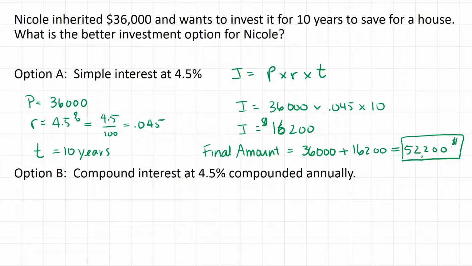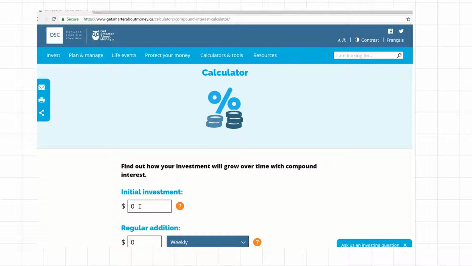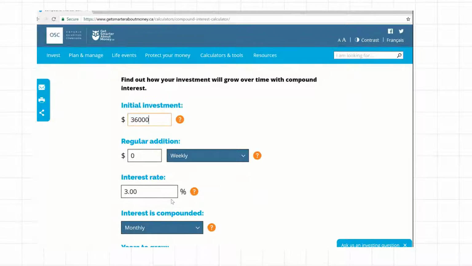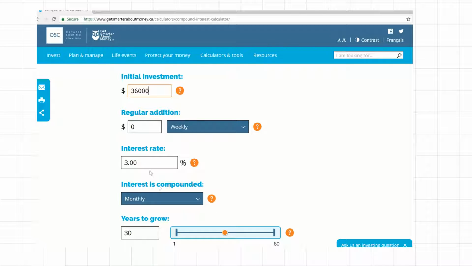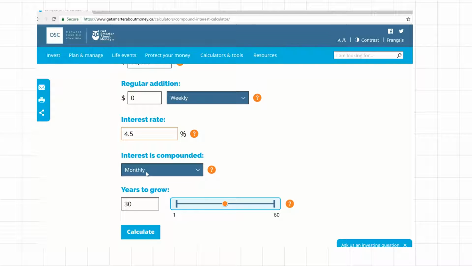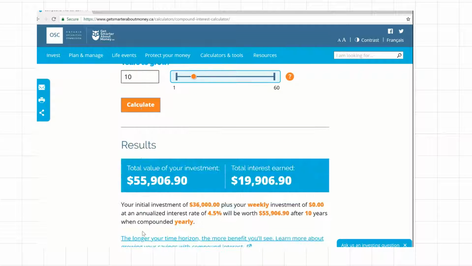Now let's compare that to option B, and because this is a compound interest problem, we are going to use our online calculator for that. So we're back to our online calculator. We've got an initial investment of $36,000, and we're not adding anything to that savings, but the interest rate is 4.5%, and it's compounded annually, and she's leaving it in there for 10 years. So we're going to calculate.